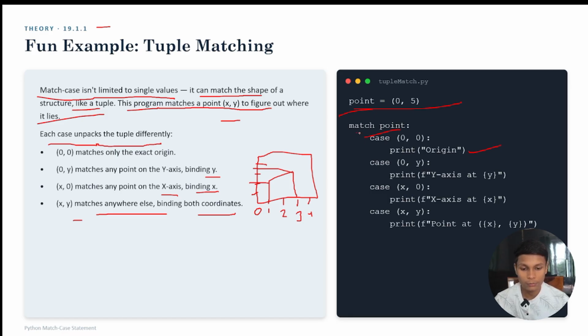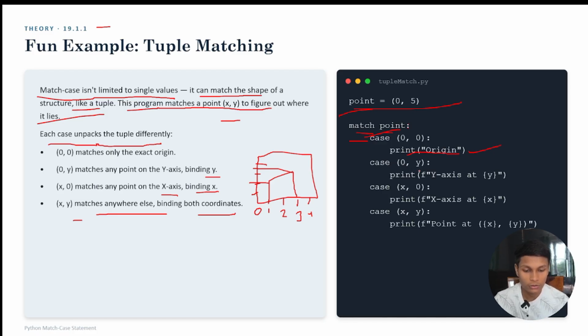Now we are going to create our match. So we write match here, then point, then a comma. This was the important thing which we are going to print here. Then, with indentation, we write case 0, 0. The first case is the coordinate point 0, 0, which means the x axis is 0 and the y axis is also 0. Then we are going to print "object is an origin". So simply we can write here origin.